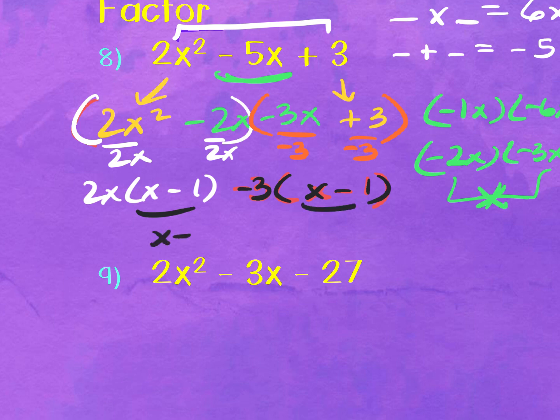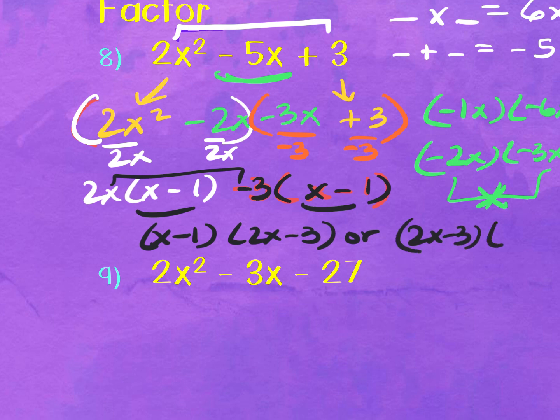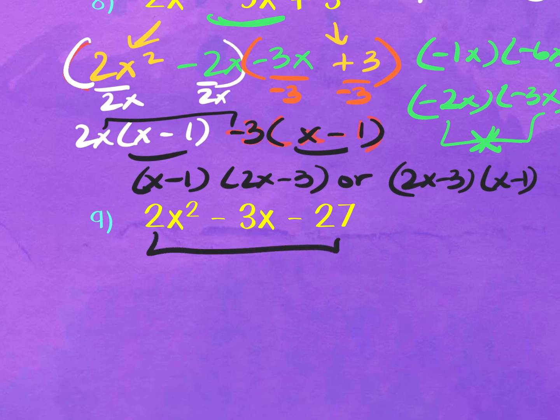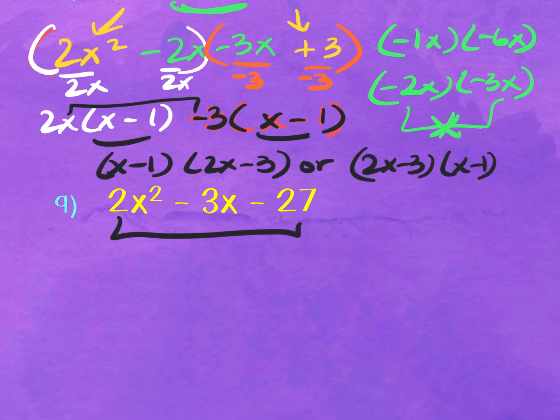Write it down, and then put the two GCFs together. And again, the order doesn't matter. If you would have rather written 2x minus 3 first and x minus 1, that order doesn't matter. Okay, so for this one, again, multiply beginning and end. So I'm looking for two numbers that multiply to give me -54. That will add to give me -3.